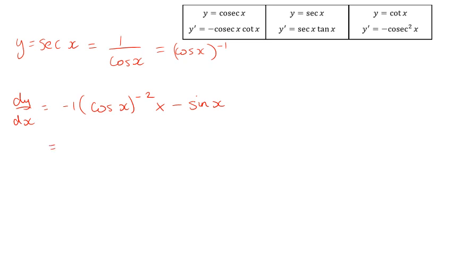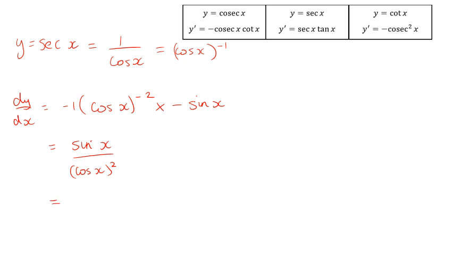And on this one, we've got a minus times a minus, which is a plus. There's a sine x. And then I'm going to take the cos x to the minus 2 down to the bottom and make it cos squared x. So I've just taken the negative power down to the bottom.